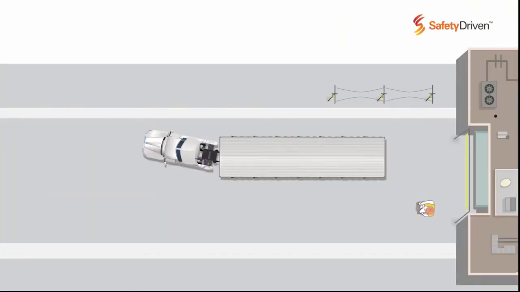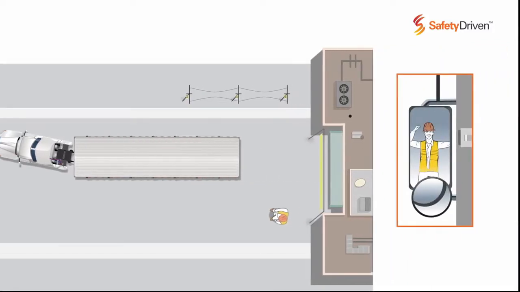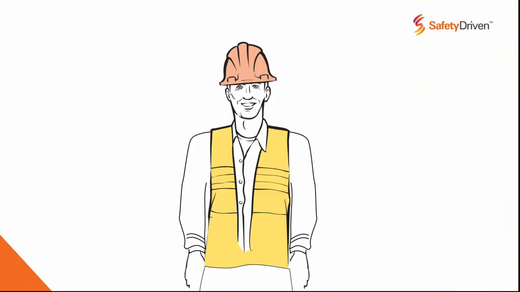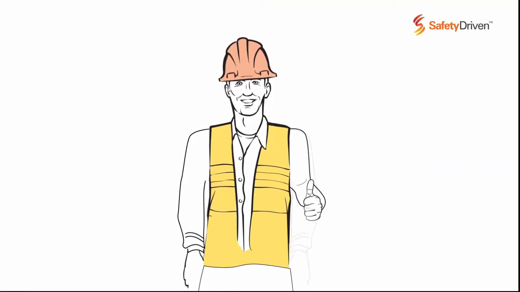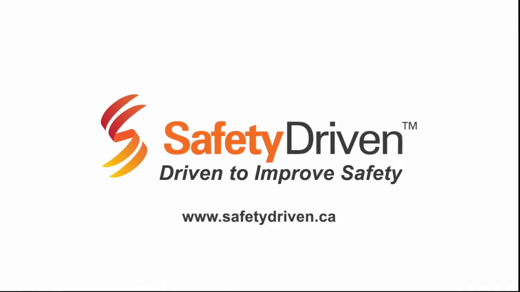Spotters must stay to the side and 3 to 5 meters behind the vehicle so they can guide the vehicle and oversee obstructions in the area of operation. Identifying hazards and knowing how to deal with them keeps everyone safe. Safety driven. Driven to improve safety.